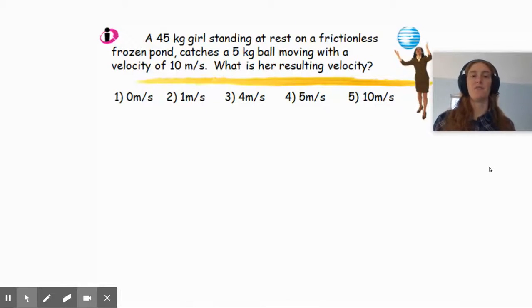So a 45 kilogram girl standing at rest on a frictionless frozen pond catches a 5 kilogram ball moving with a velocity of 10 meters per second. What is her resulting velocity? I want you to pause this, do it, and then come back.